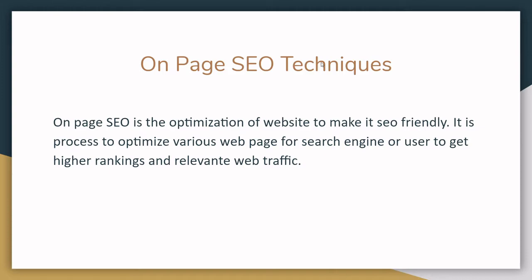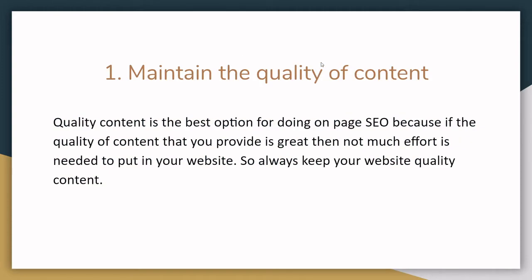So our first technique is to maintain the quality of content. Content quality is the best on-page SEO technique, I feel. If your content is the best and of high quality, then visitors like to interact with the content and make a personal connection, and you also build your reputation with your quality content. So quality content is the key of on-page SEO.